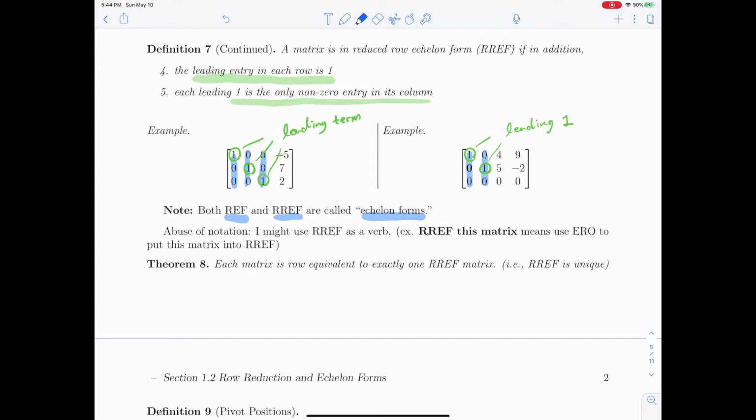We call both REF and RREF echelon forms, and people, including myself, frequently use RREF as a verb, like "RREF this matrix." This means use elementary row operations to reduce the given matrix into reduced row echelon form. We can reduce each matrix into a unique RREF matrix. However, REF is not unique, because you can multiply any number to each row.